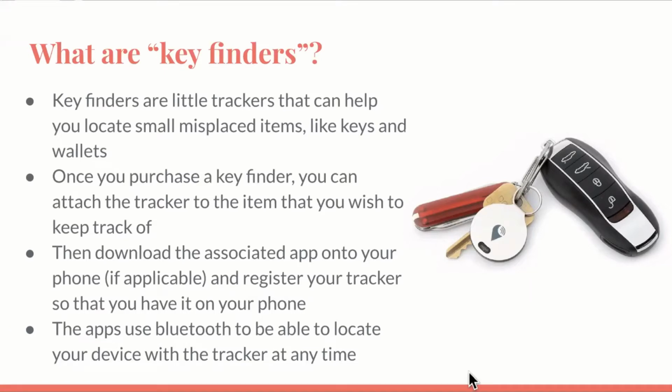Once you purchase a key finder, you can attach the tracker to any item that you want to keep track of. You will then download the app associated with the device onto your phone, if it is applicable. So if the device requires an application, and of course you have a phone, you then register your tracker so that you have it on your phone. The apps use Bluetooth in order to locate your device with the tracker attached to it at any time you wish.